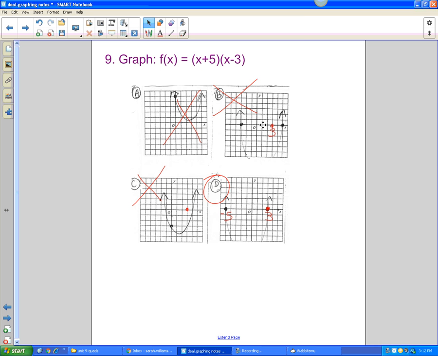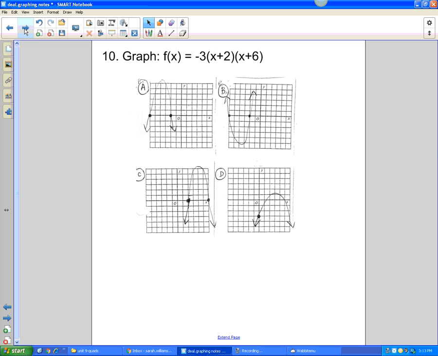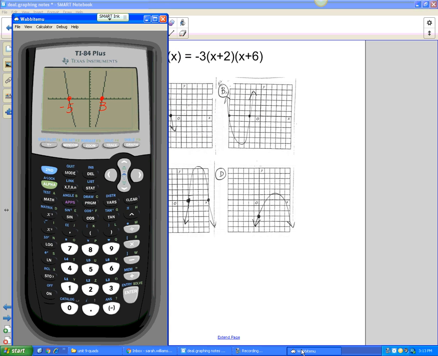Another way you could do this one is, this one's already been factored for you, so you can set them equal to 0. So x equals negative 5 when it crosses the line, and x equals positive 3 when it crosses the line. So remember, this is your x, so that's why it's at the 3 and negative 5. That's where those numbers come from. All right, number 10, put it in our calculator.